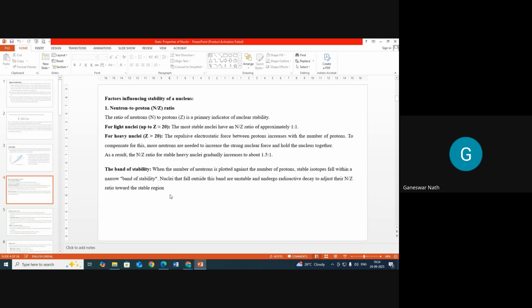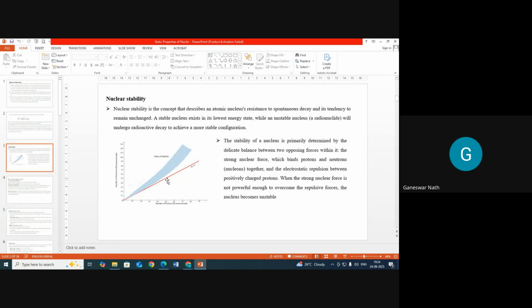This graph determines which nuclei are stable and which are unstable, and that can be determined by the N by Z ratio. When N by Z is equal to 1, this is stable. N by Z greater than 1 leads to increasing stability, and less than 1 is found to be unstable. Stable nuclei fall inside the valley, and those that lie outside the valley are unstable.